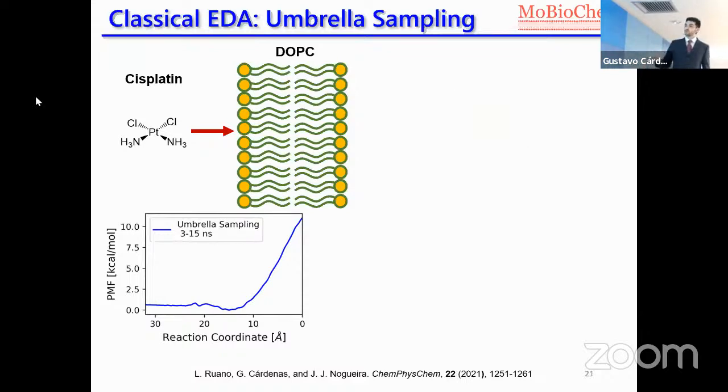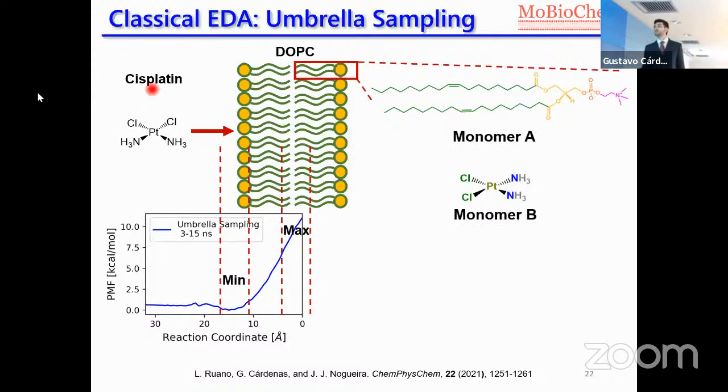Now, what did we do there? In the potential of mean force profile, we defined two different sections, intervals. One is the minimum region, the minimum of the PMF, which consists of cisplatin sitting on top of the lipid bilayer. The other one is the maximum, which consists of cisplatin being at the center of the lipid bilayer.